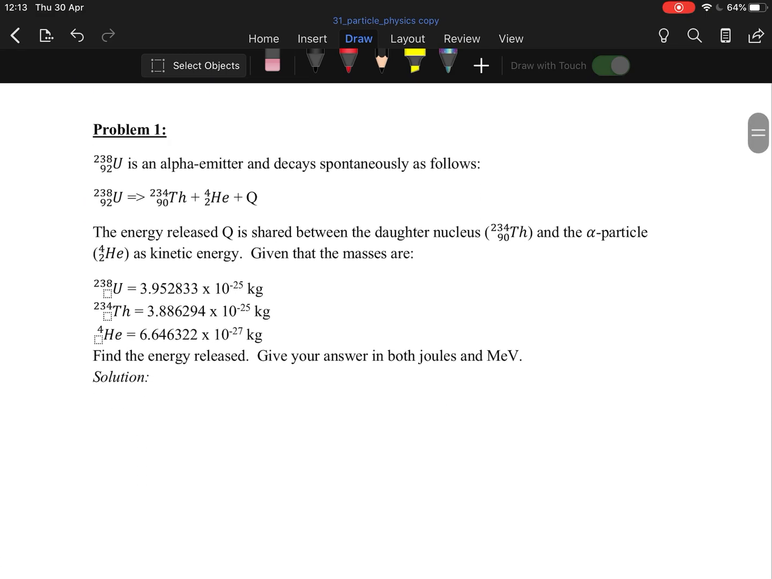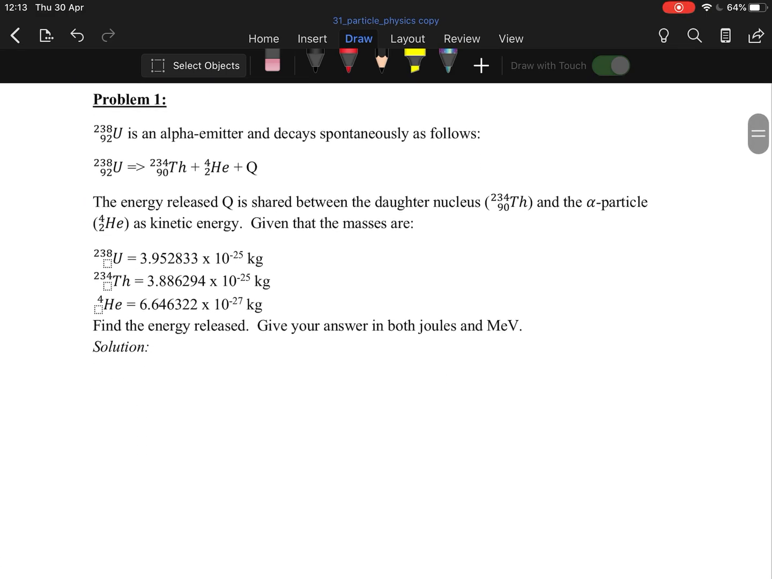Problem 1 is pretty much the exact same as the previous question, no new things here. So we're just going to fire through this fairly quick. We have an alpha emitter and it disintegrates as follows. Find the energy released Q, or sometimes it could be given as E, between the daughter nucleus and the alpha particle. And they gave us the masses as such.